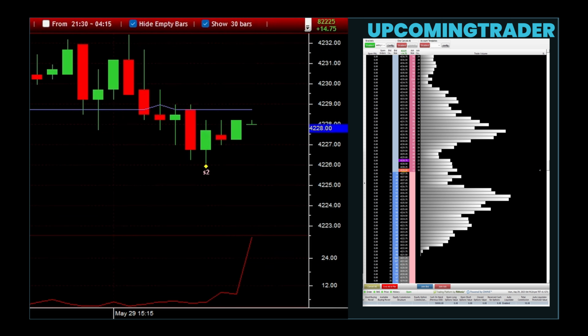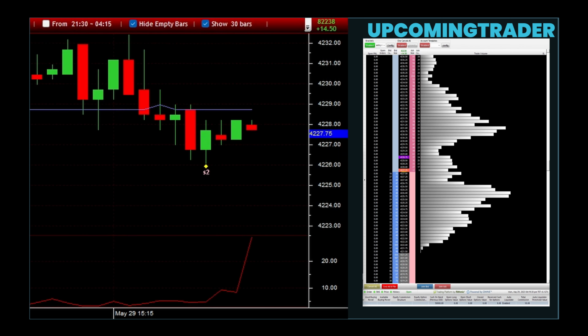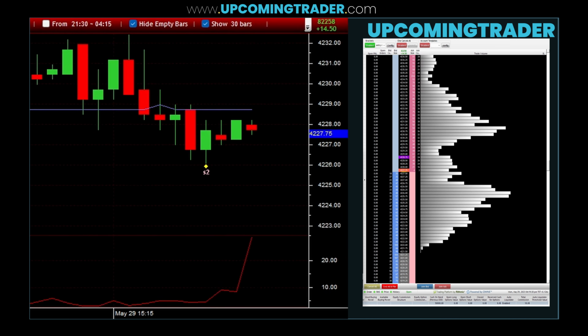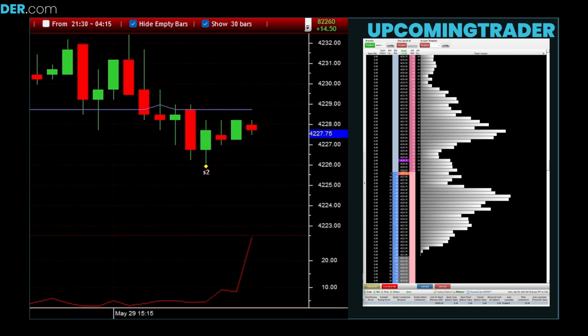First, keep an eye on the value area, high and low. These are the boundaries of the value area, and they often act as strong support or resistance. When the price approaches these levels, it is a signal to watch closely. Will it bounce off, or will it break through?